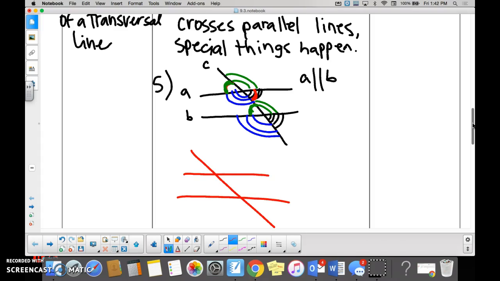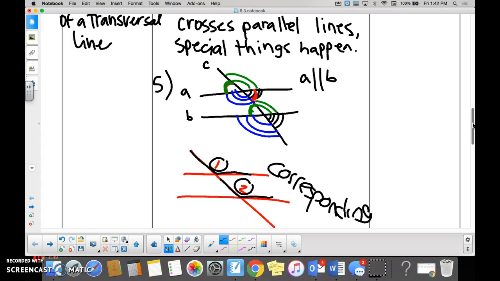This angle right here, let's just call that angle 1. Let's call this angle 2. Are those equal angles? Yes. If you look at those two angles, this angle makes the same shape as this angle, and the reason being they sit in the exact same spot on two parallel lines. Yes or no? So therefore those are corresponding. Everybody say corresponding. They're corresponding angles.